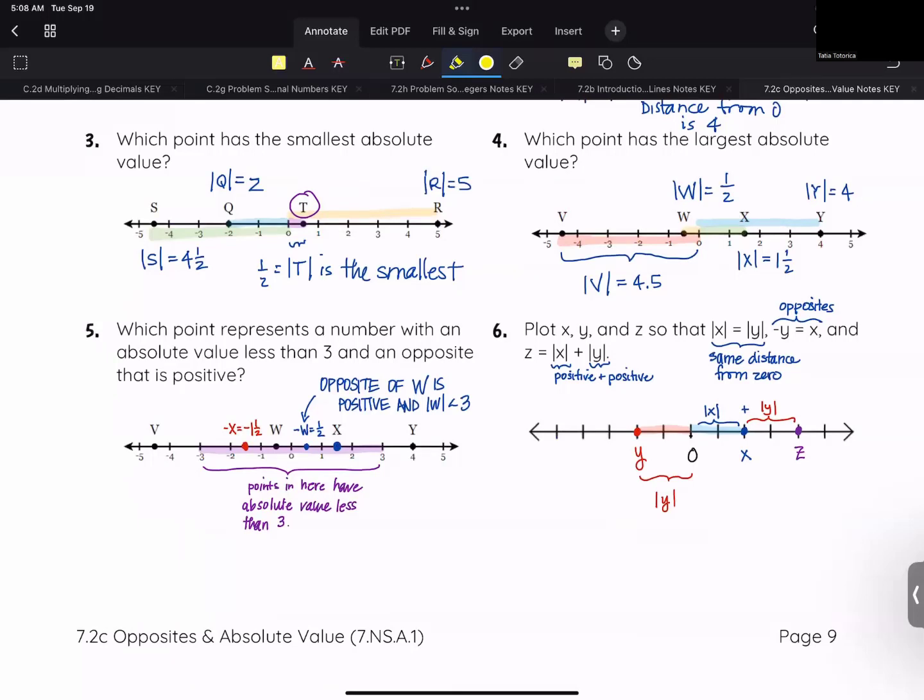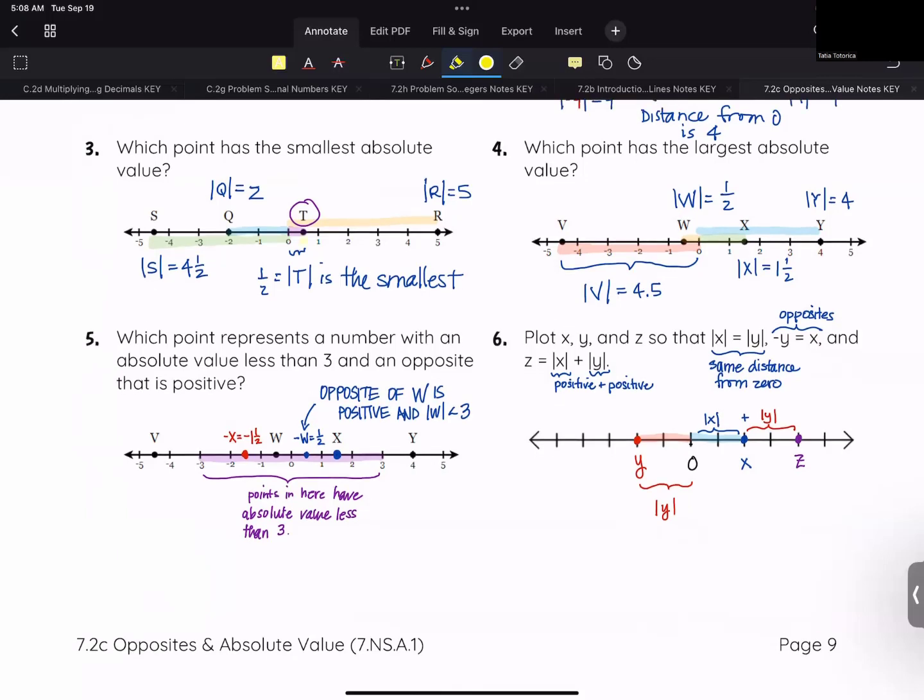Number 3, I want the smallest absolute value. That is asking for the smallest distance from 0. And we can see here that T is the closest number we have to 0, so T would be the one that is the smallest. Number 4, if I want the largest absolute value, I'm looking for the point that is the furthest away from 0. Whether it's on the left or right doesn't matter. And we can see here that going all the way to V takes 4.5 in length, and everything else takes less distance. So V is the one that has the largest absolute value.